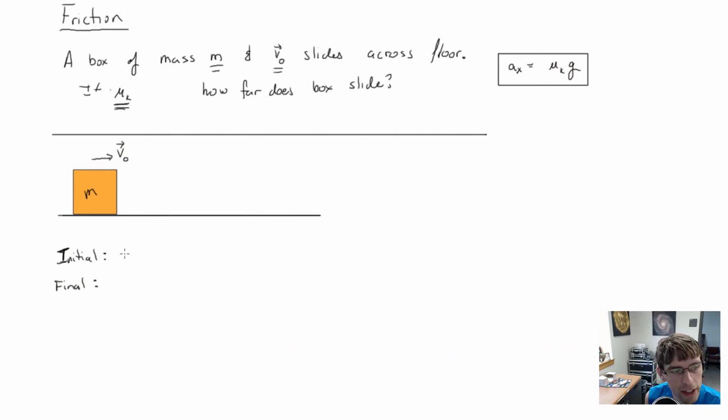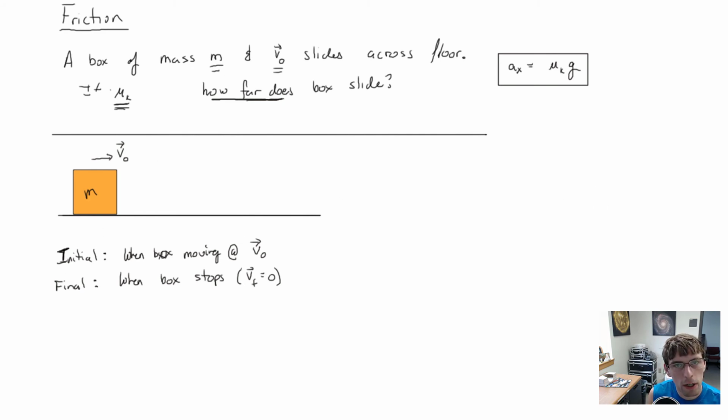Hopefully you see that a good initial state is, say, when the box is moving at, I'll say, v naught. Okay? We're told that, right? It's the initial state. Final state, this is a little bit more tricky, but how far? That hints at what we want our final state to be. We'll say when the box stops, or in parentheses, I'll put v final, the velocity vector, is 0. Yeah, good. And I know you probably had that.